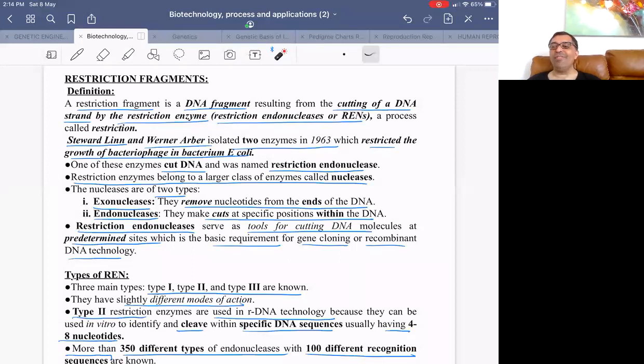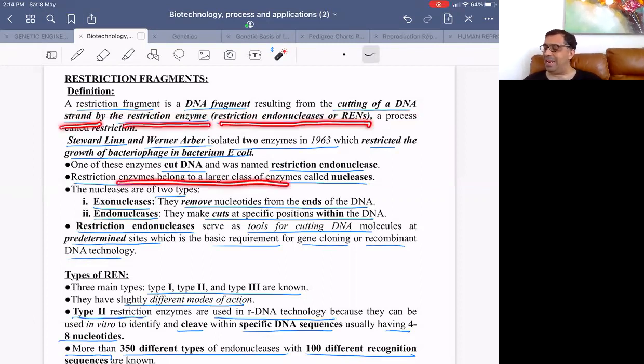Today we go into a very nice topic, DNA recombinant technology in detail, and along with it, something about restriction enzymes. So, restriction fragments and restriction enzymes. What is a restriction fragment? It is a DNA fragment resulting from cutting of DNA strand by a restriction enzyme called restriction endonuclease.